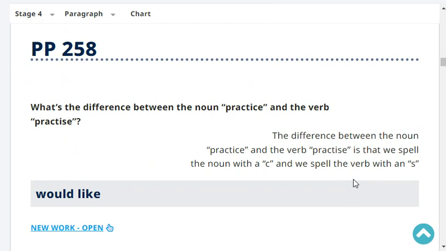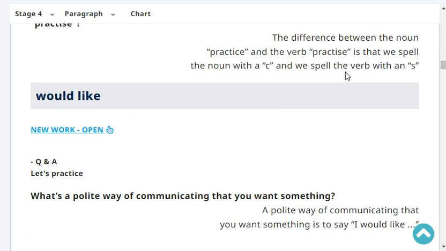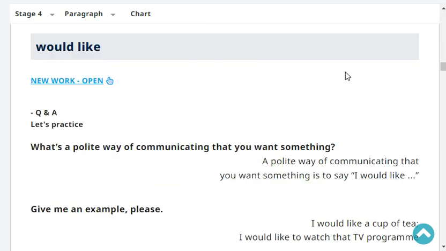What's the difference between the noun practice and the verb practice? The difference between the noun practice and the verb practice is that we spell the noun with a C and we spell the verb with an S. Very good.